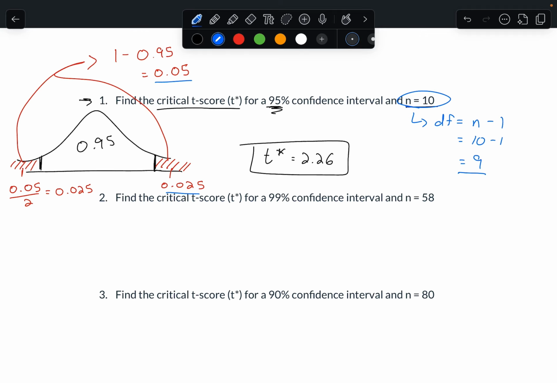So in the next problem, number 2, it says find the critical t-score for a 99% confidence interval and n equals 58. So first of all, let's find our degrees of freedom. That's 58 minus 1.